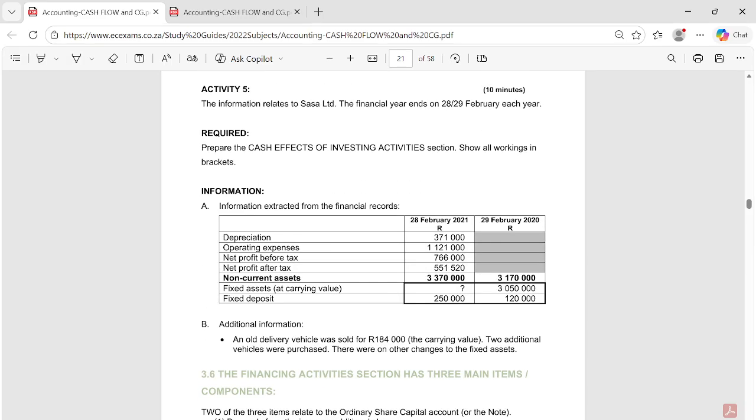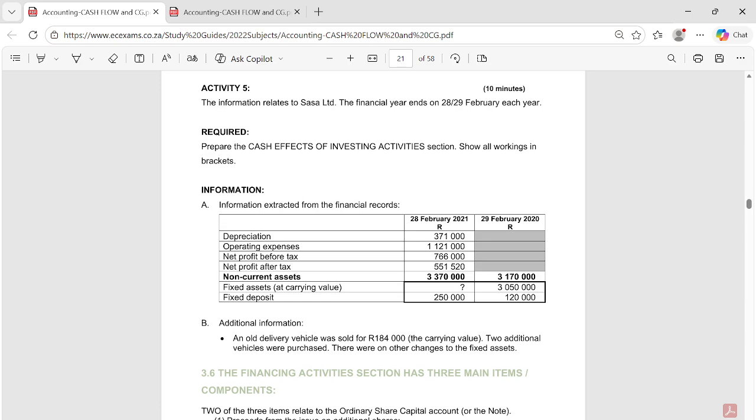Okay, so let's see. Here they're saying the information relates to SASA Ltd, meaning the financial year ends on 28 or 29 February each year. They're saying prepare the cash effects of investing activities section, showing all workings in brackets. The information relates to the financial record, so here we have our 2021 and 2020, so this is at the beginning and this is at the end.